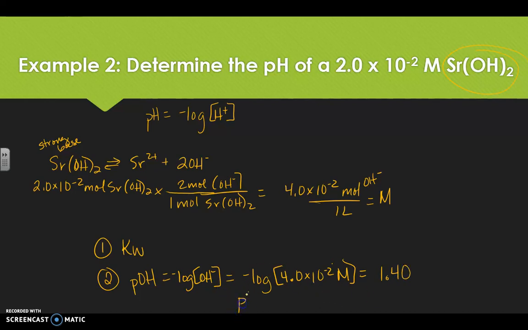Then to get our pH, we use this equation here, and we plug this in for our pOH. So 14 minus 1.40 gives us 12.6. And there's your answer.